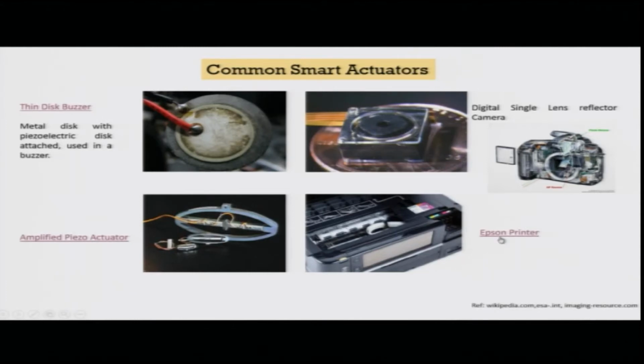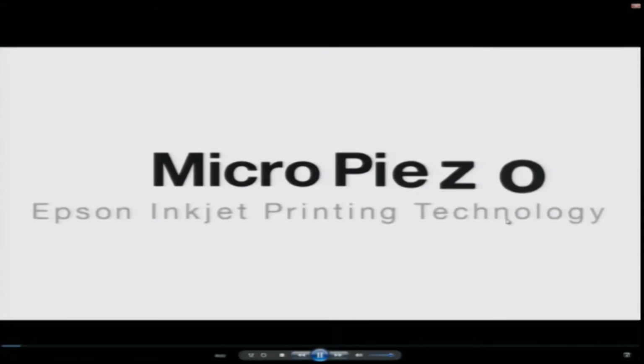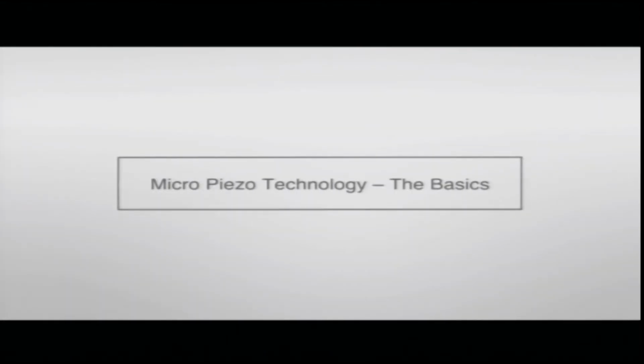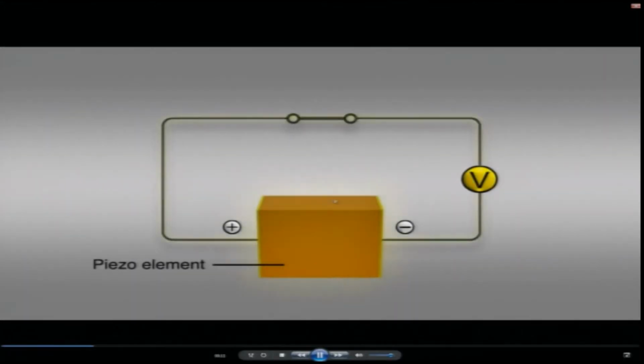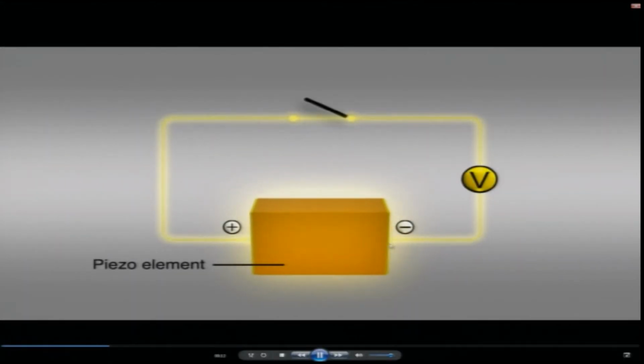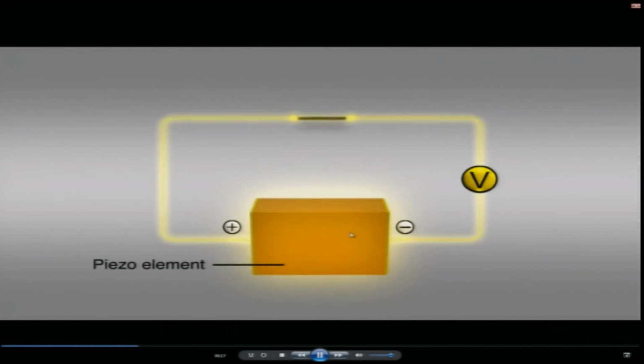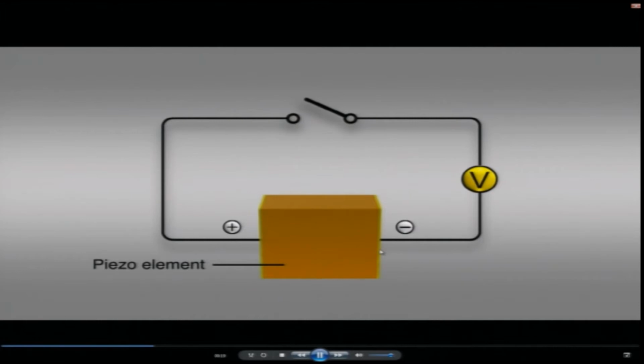Also, I have earlier talked about Epson printers. The printer is a good place where this kind of technology is applied. So, if you look at how that is applied in printing technology, you can see that this is the piezo element, for example. As you apply voltage in a pulse, you get this motion in the system.